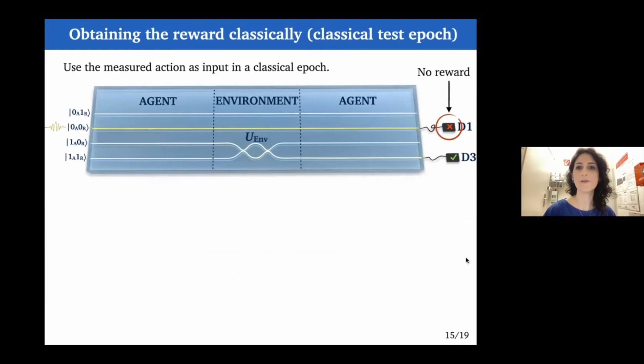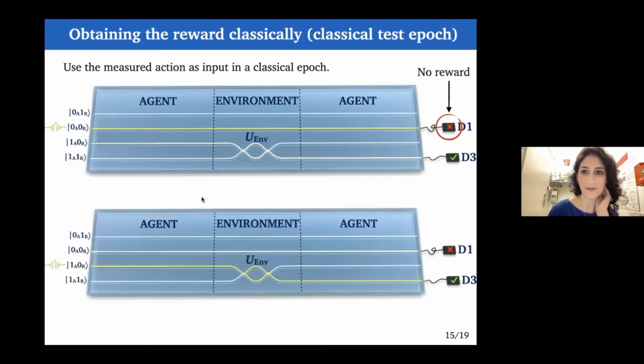So in the end, this is not really a fully quantum configuration. It's a hybrid configuration, because one can use the measured action as input in a classical round. For example, if the photon was measured in D1, then you can test it again from this input, and the photon will just go straight. This is associated with the 0 state reward, so there will be no reward. But if the photon was detected in D2 in the previous slide, then the photon will be input from the mode corresponding to D2, and it will go down because now the environment acts.